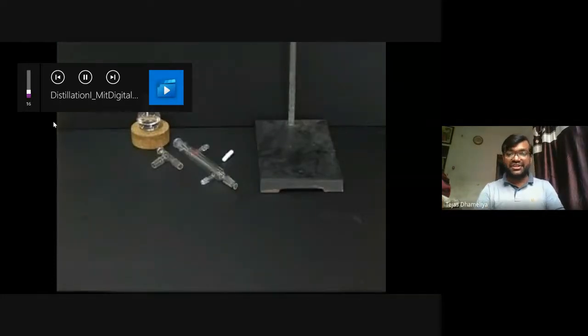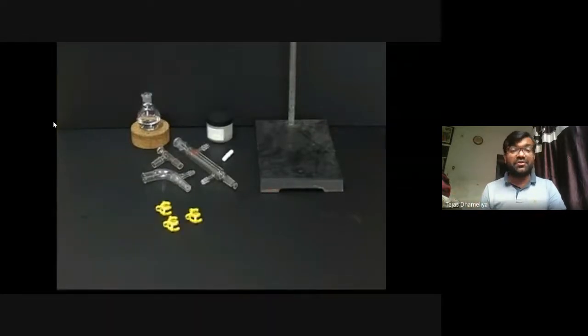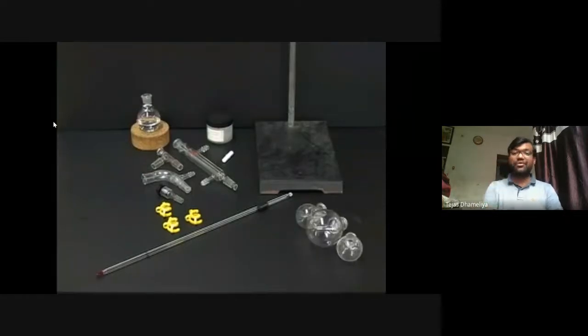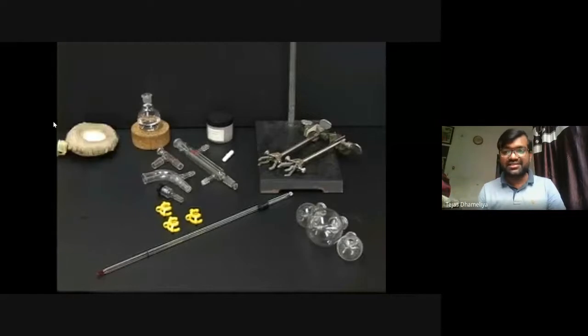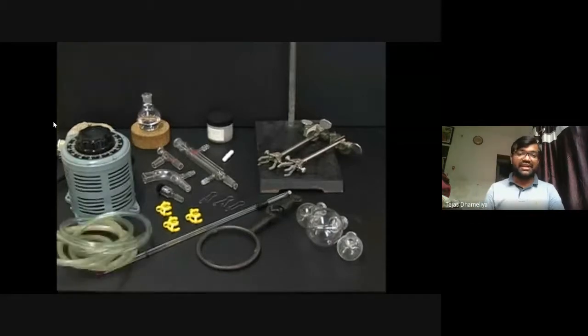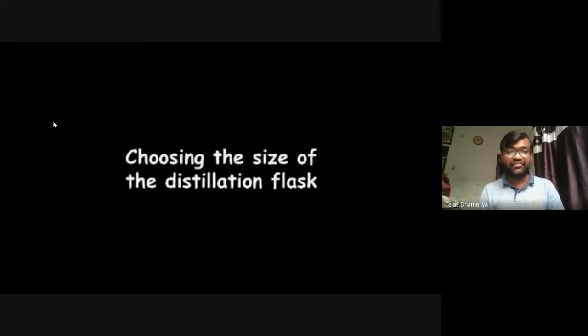So magnetic stirrer, some connectors, condensers, then porcelain pieces are also important, because to avoid the bumping, we have to add porcelain pieces. The stands and the conical flask, etc., round bottom flask, clamp, heating mantle. So these are all our requirements. The rubber tubings are also there. So they are also important.